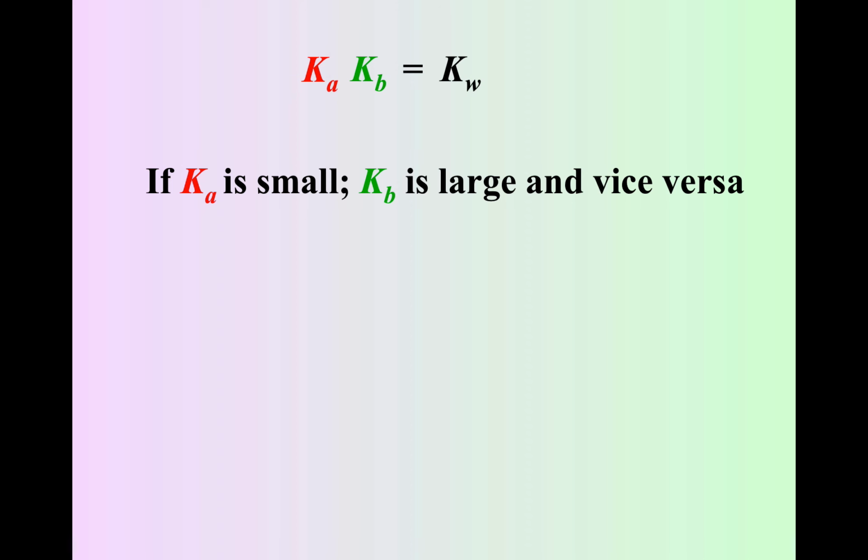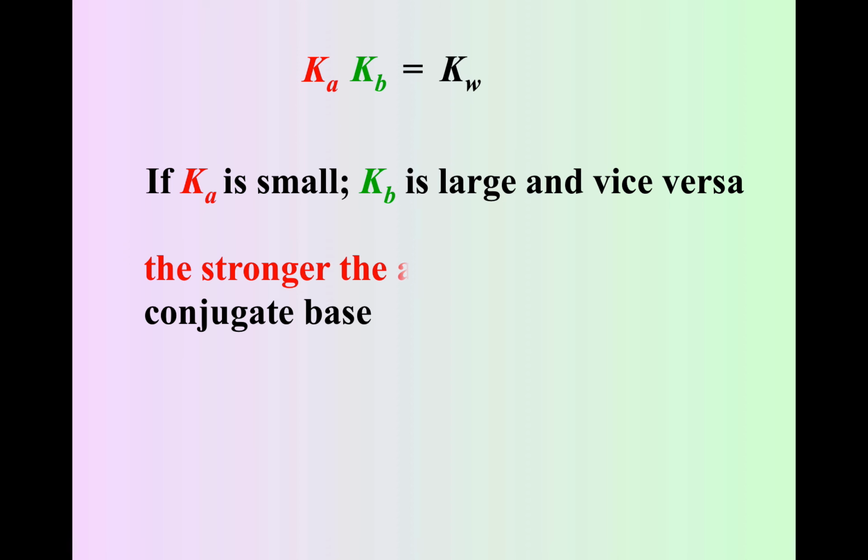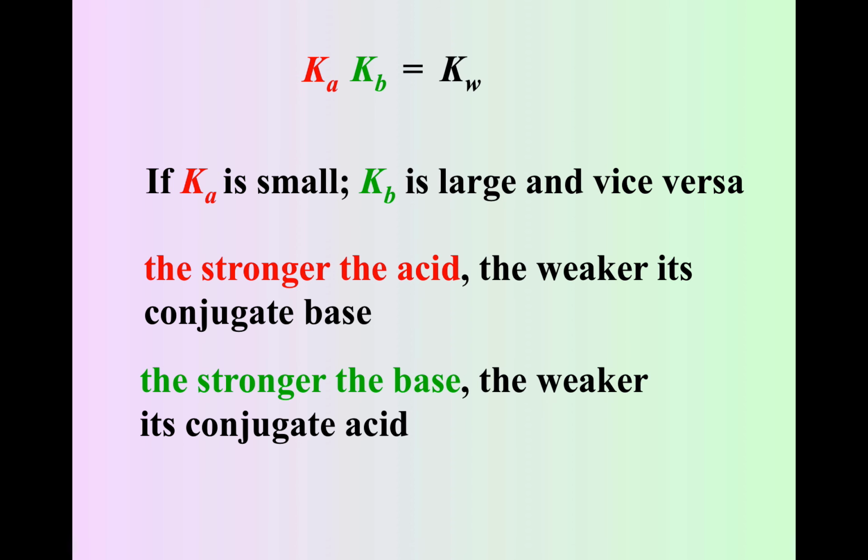So with a small Ka value, we have a larger Kb value. So the stronger the acid, the weaker the conjugate base. If we have a strong base, the weaker the conjugate acid, and so on. So as one value gets bigger, the other value has to get smaller if it's going to be equal to 10 to the negative 14.